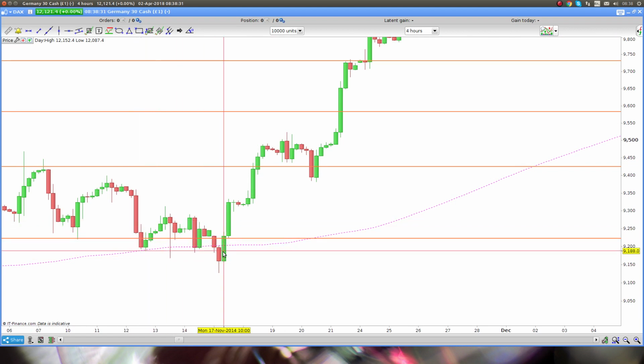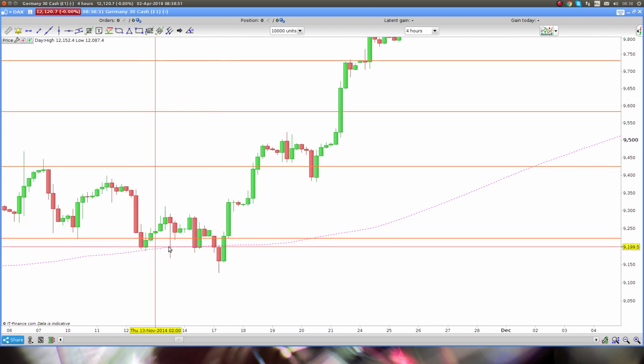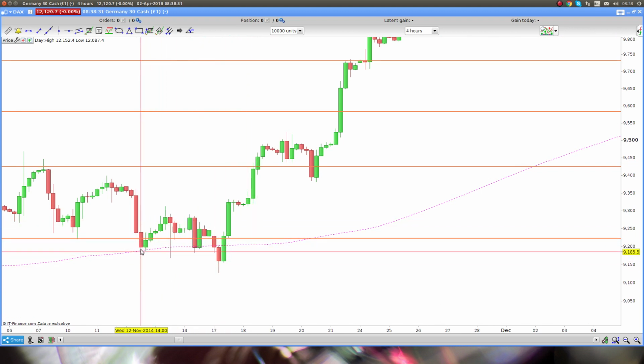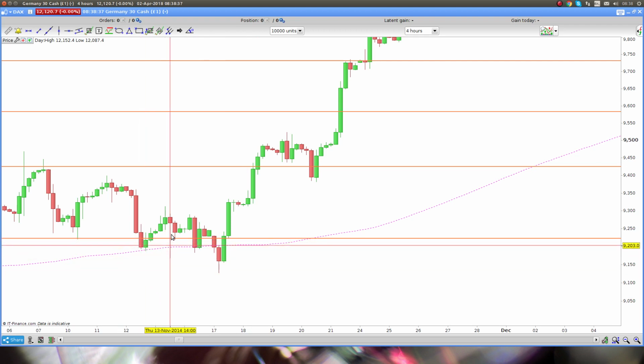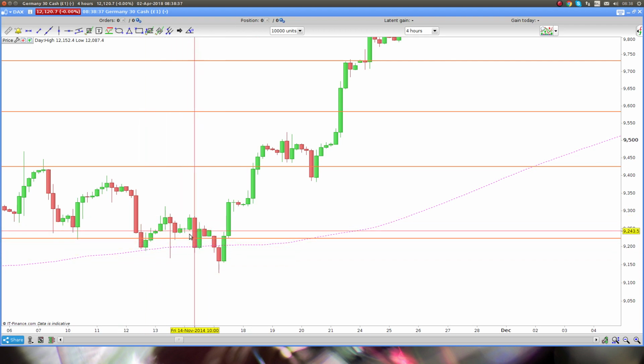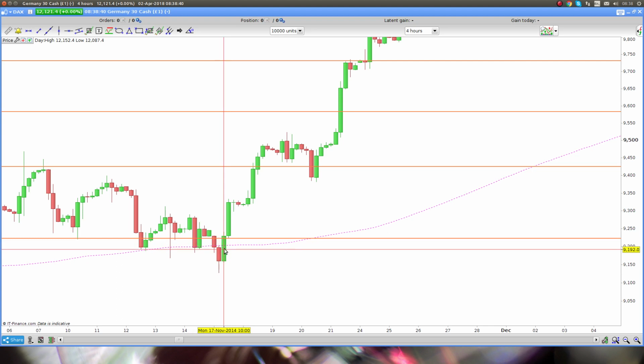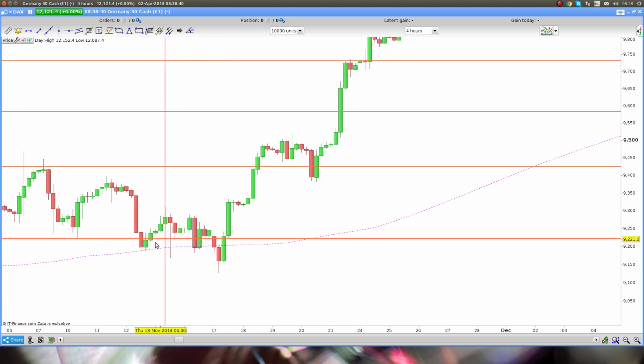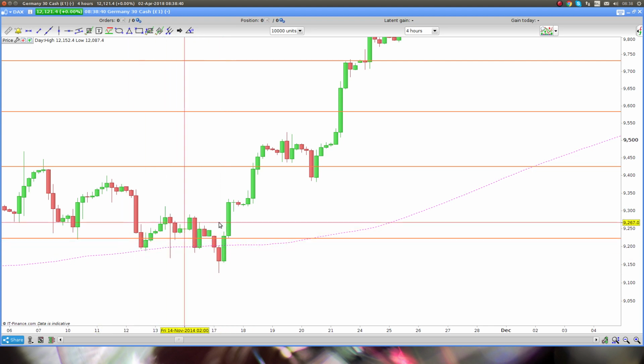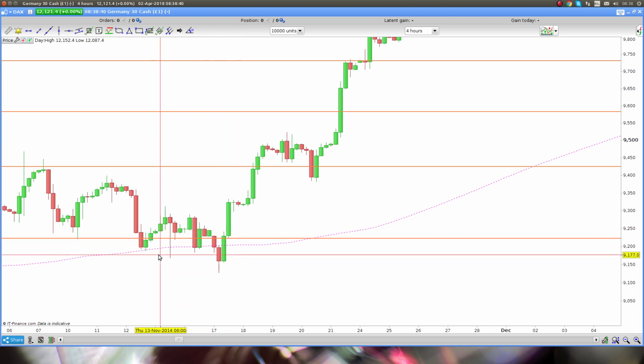And when these signals happen on a level, so this 200 moving average is a level, and look here, we've got an inside bar, we've got a pin bar, we've got another inside bar, we've got an engulfing bar. So that's 1, 2, 3, 4 signals at a level.